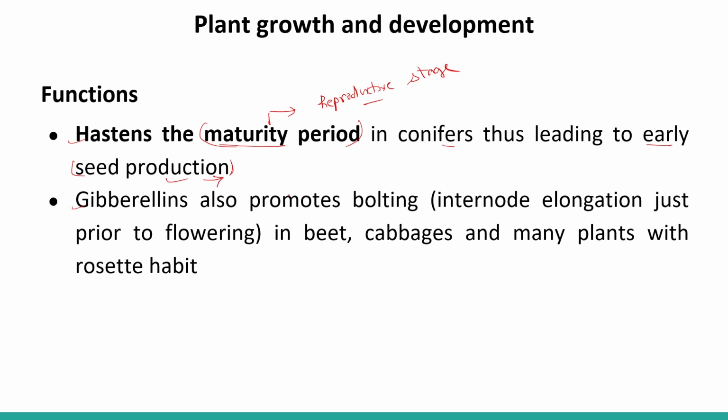Now coming to the next function, gibberellins promote bolting. What is bolting? Bolting is the internode elongation just prior to flowering. This is very important, and can be seen in beet, cabbage, and many plants with the rosette habit. So gibberellins promote the bolting process, meaning internode elongation just prior to flowering. So this was about gibberellins.